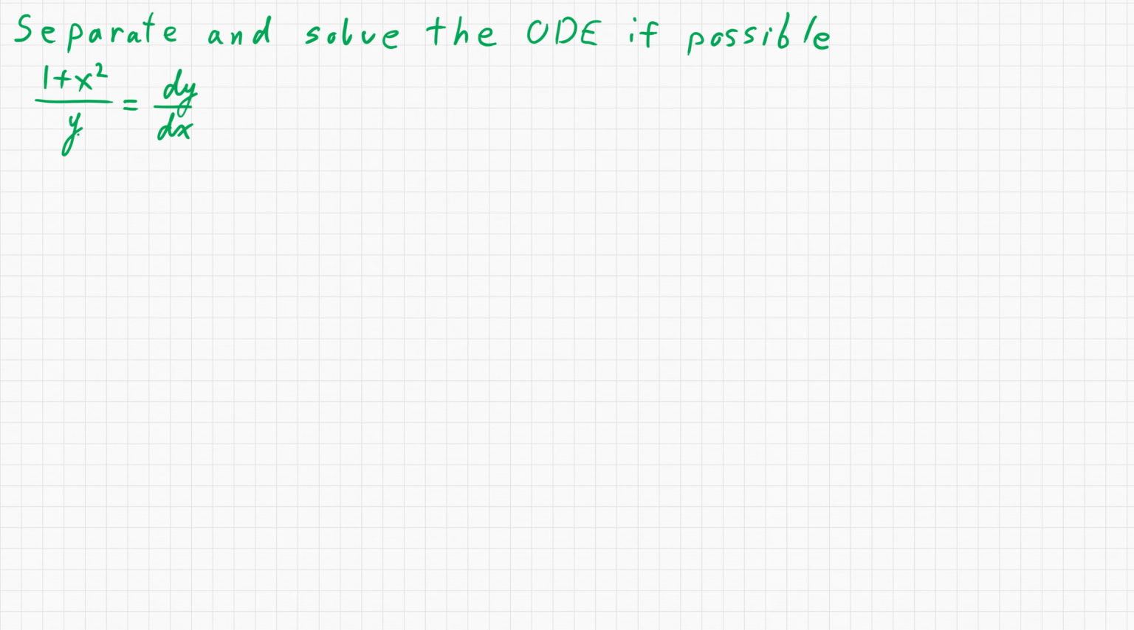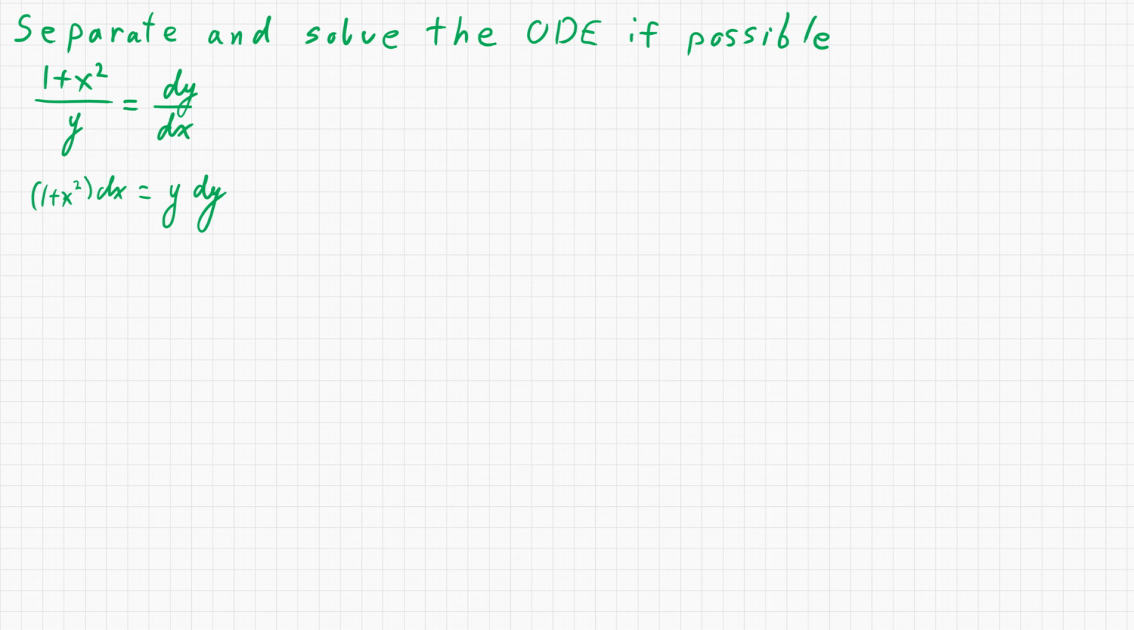A lot of times these problems are fairly straightforward to separate, or they're impossible. So we're just going to multiply both sides by y and dx. If we multiply each side by y, that'll cancel the y on this side, but we'll end up with a y dy on this side. And then if we multiply both sides by dx, we'll end up canceling the dx here, and we'll end up with 1 plus x squared dx.